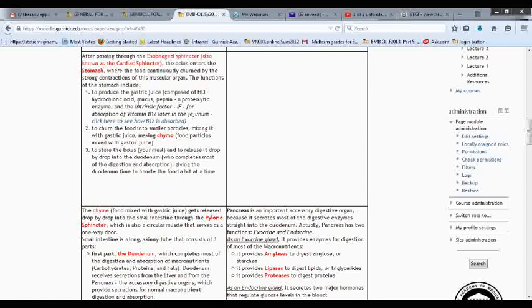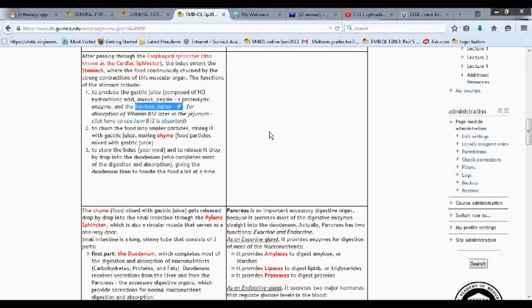So the stomach is going to store your bolus and produce the gastric juice, which is the hydrochloric acid, a very strong acid. Then there is the mucus that protects the stomach lining. Then there is this enzyme called pepsin, which starts the digestion of proteins. And very importantly, the intrinsic factor. The intrinsic factor is a special molecule that binds vitamin B12 from your food.